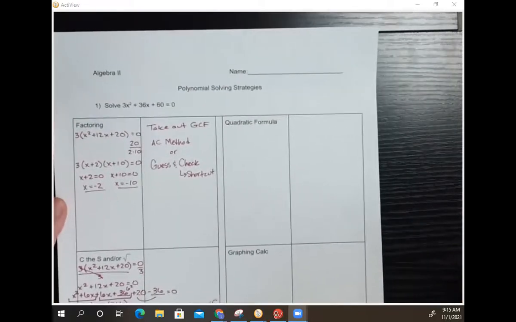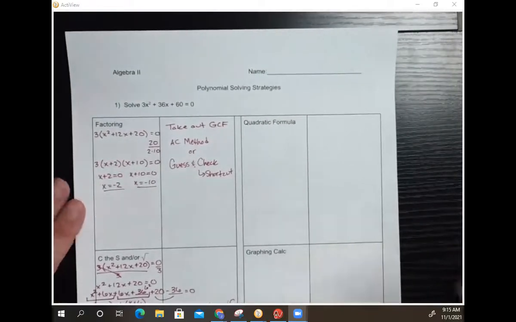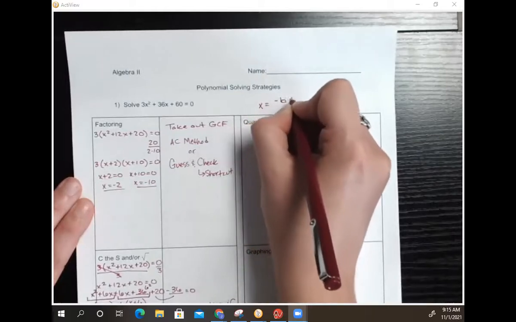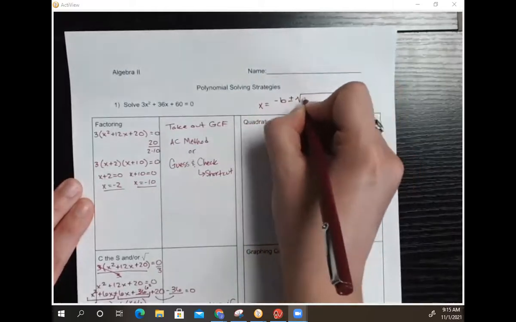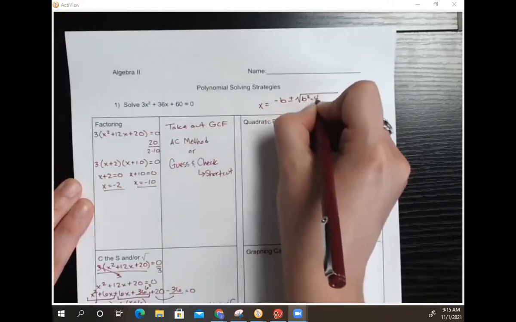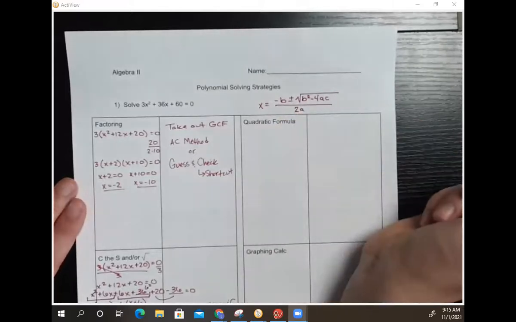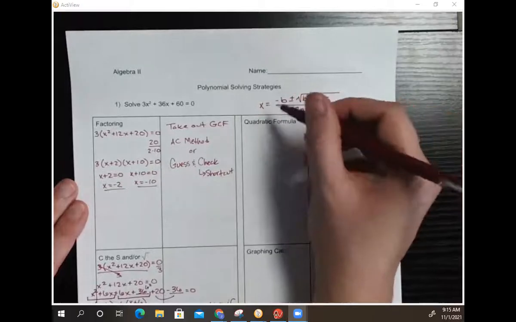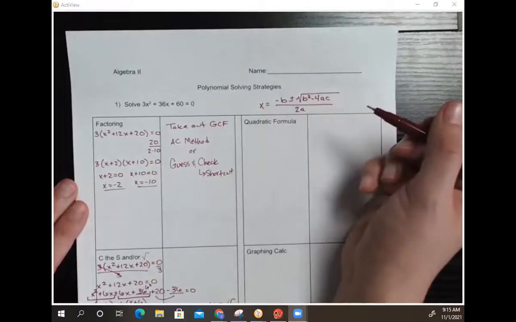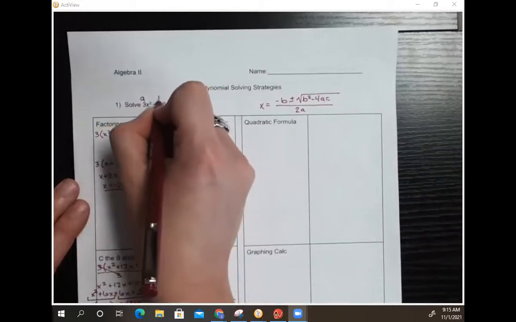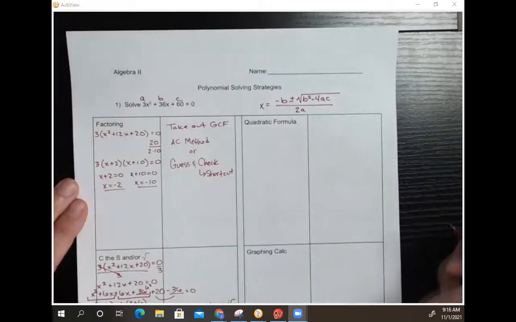On Friday, we talked about quadratic formula. Remember, quadratic formula is negative b, or opposite of b, I should say, plus or minus the square root of b squared minus 4 times a times c, all over 2a. So if I'm going to use quadratic formula, remember we need standard form, everything on the same side set equal to 0. Now we have that here. So I can go ahead and plug my a, my b, and my c into quadratic formula.